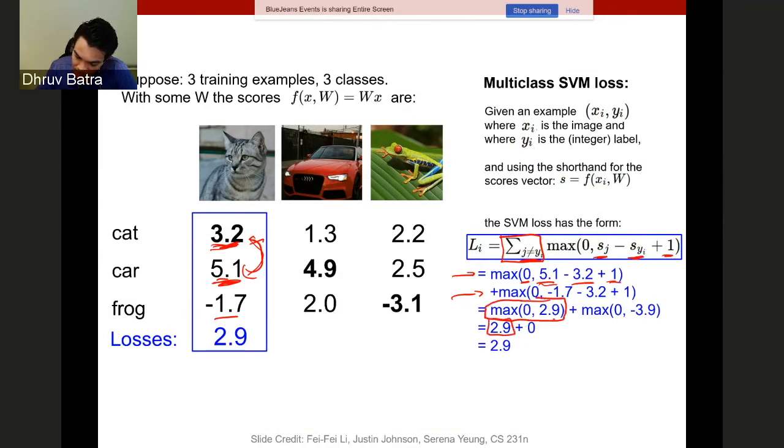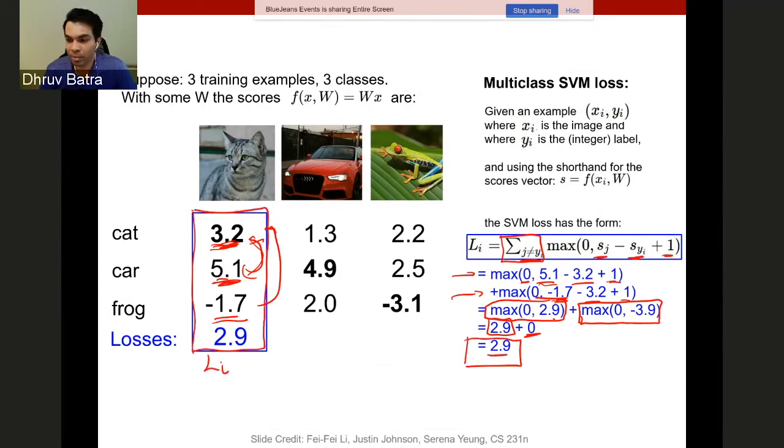This comparison, on the other hand, 3.2 is greater than negative 1.7. So when we compute the other direction, negative 1.7 minus 3.2 plus 1, we're going to end up with a max of 0, negative 3.9, and therefore 0 will survive out of that max. And so the total loss, the unhappiness value L sub i for this image, is 2.9. That's how unhappy we are with the W function here, and the W and B that's giving us these scores.